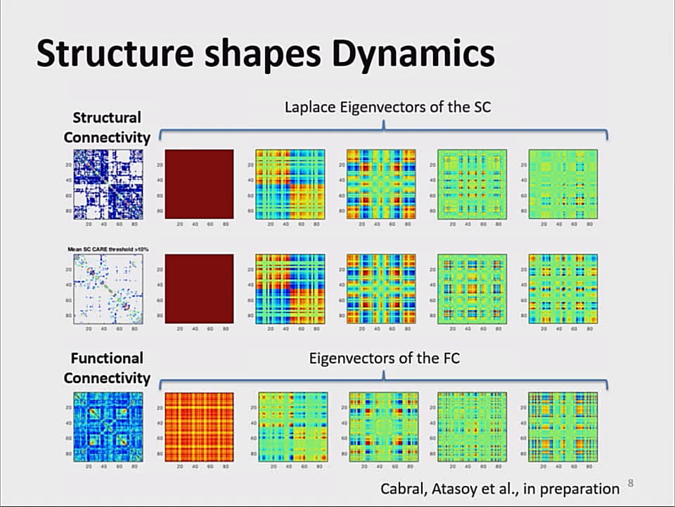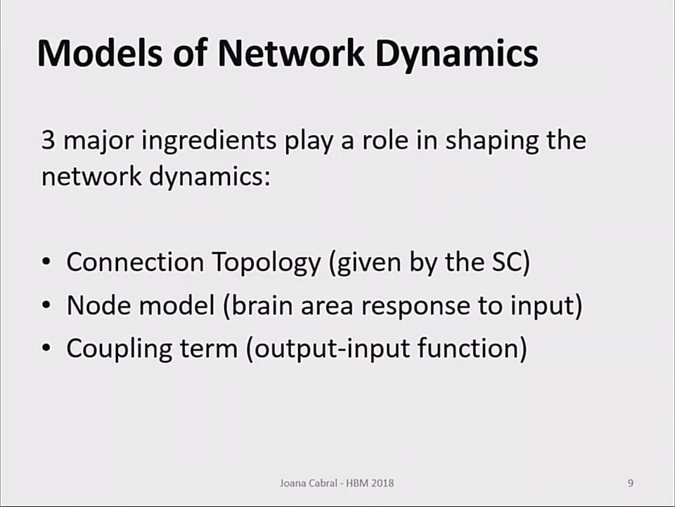And importantly, what we've been finding is that if we look at the eigenvectors of the functional connectivity, they are very similar to the Laplace eigenvectors of the structural connectivity. So there seems to be a link that the functional connectivity is actually revealing these intrinsic gradient flows of energy through the connectivity matrix. But it's not a one-to-one relationship, so we need to take into account that functional connectivity is a flow, and the structural connectivity is a static network.